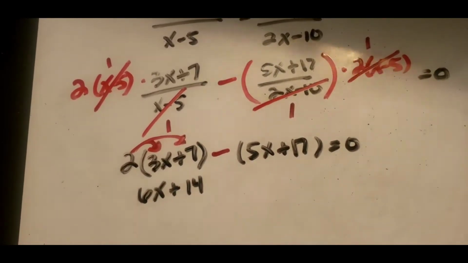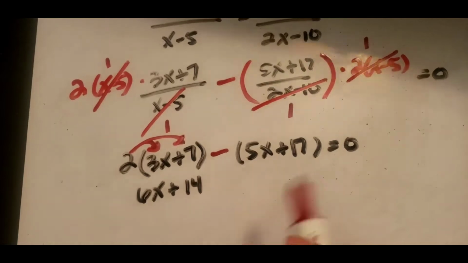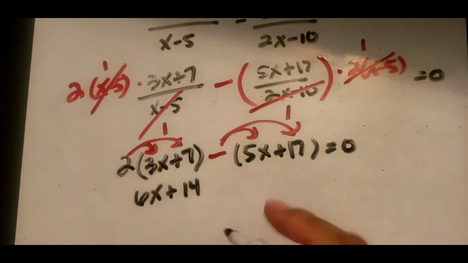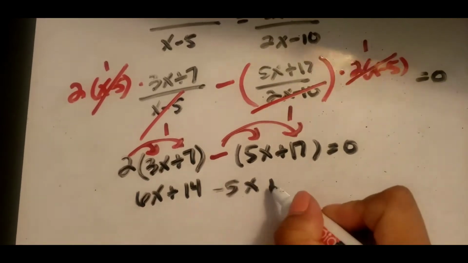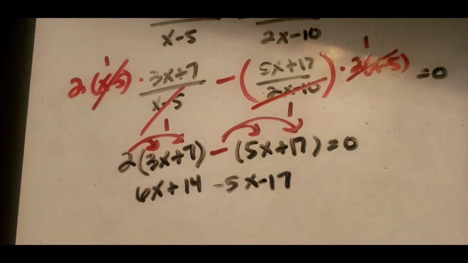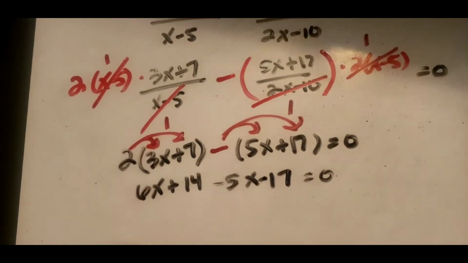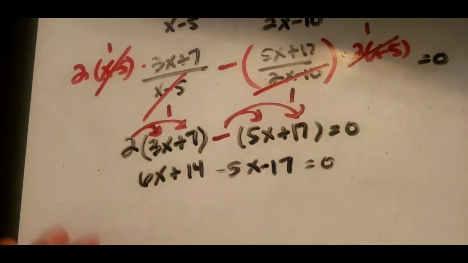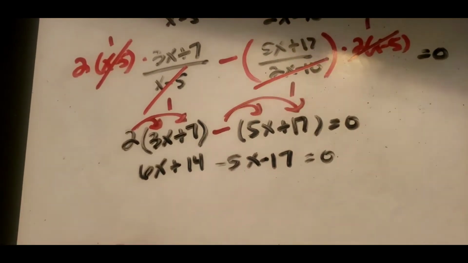And then the next thing we're going to do is see how we have this minus here. Let's go ahead and distribute that minus. So now we're going to end up with negative 5x minus 17 equals 0. All right, so ready? Now our goal is to solve for x, and now we're going to start simplifying it some more.